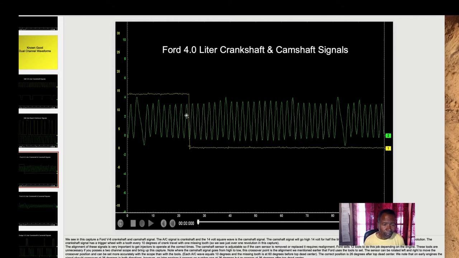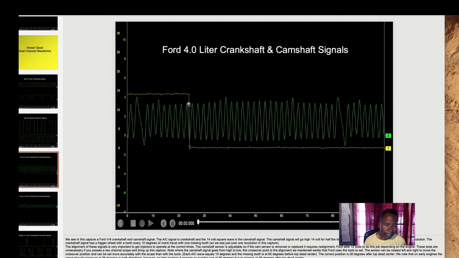Now, if I am installing this distributor, I can actually turn the cam sensor, like the old distributors, left or right, to get this lined up as close as possible. Like I said earlier, this is coming at 26 degrees at top dead center. That's very important for injector timing. That line is very important for the injector to operate at the correct time. If you don't know how to scope, you have to have a tool to make sure this lines up at 26.